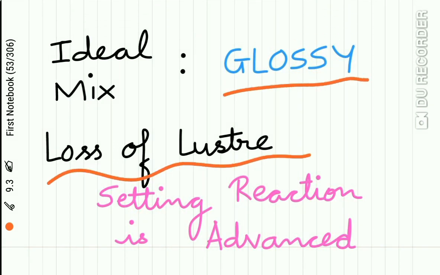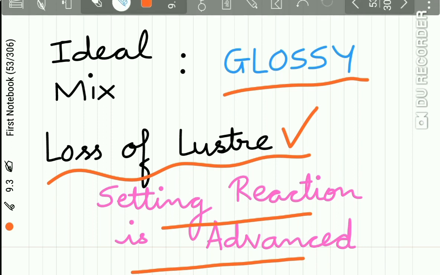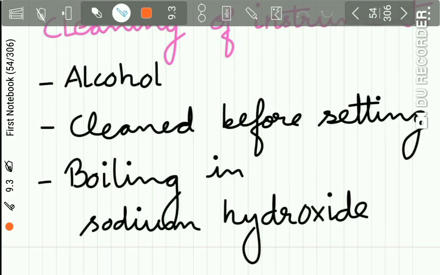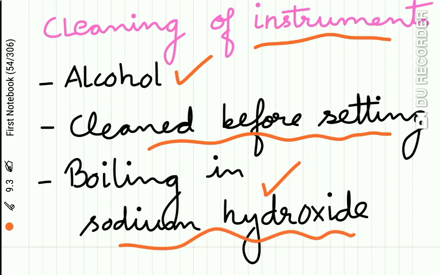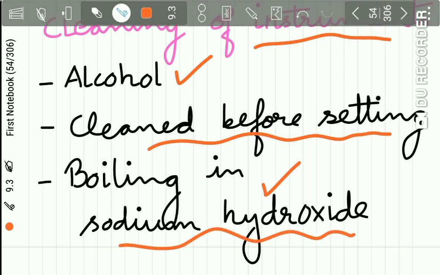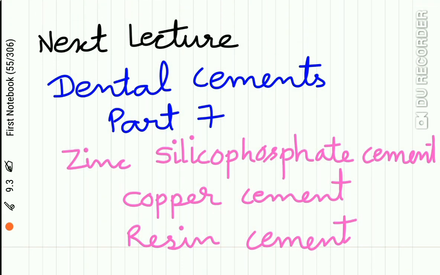Loss of luster means that the setting reaction has advanced. So if you see a loss of luster, the setting reaction has progressed and the mix is not ready for use. The cleaning of instruments should be done with alcohol, before setting. Boiling the instruments in sodium hydroxide also removes the cement from the instruments. So here we complete the discussion on zinc polycarboxylate cement.